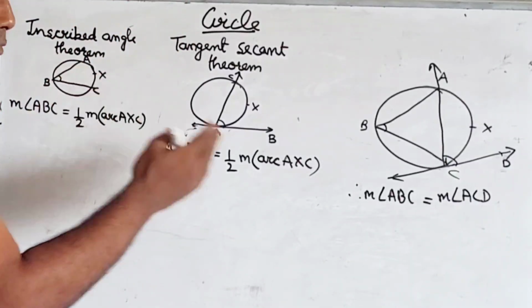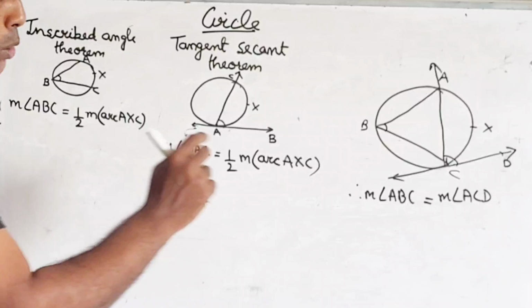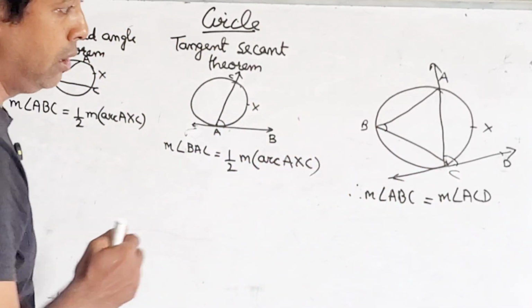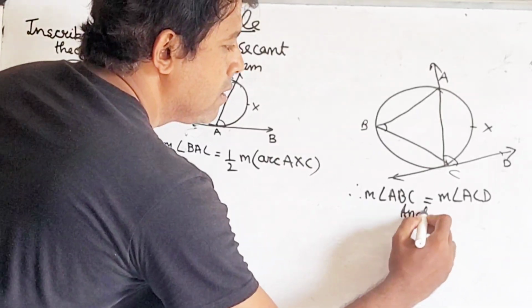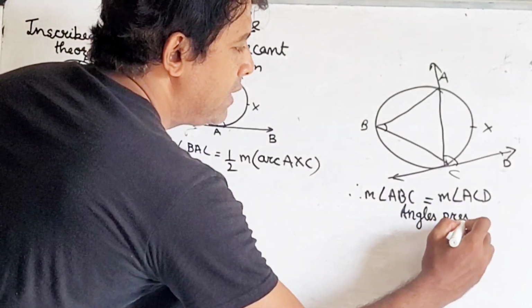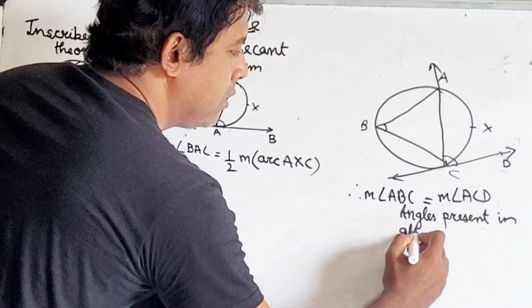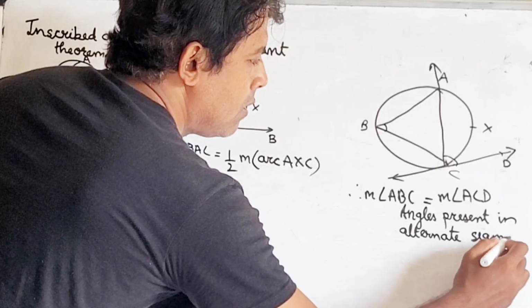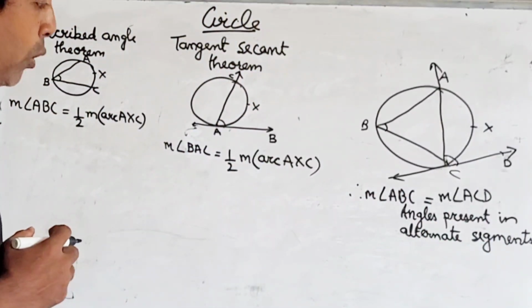Mostly in the proofs, this kind of question is given. So you should be able to understand how to consider the arcs. And the reason we can write it is angles in the alternate segment. So this is one of the concepts that I wanted to speak about.